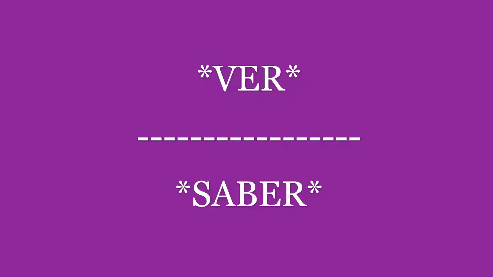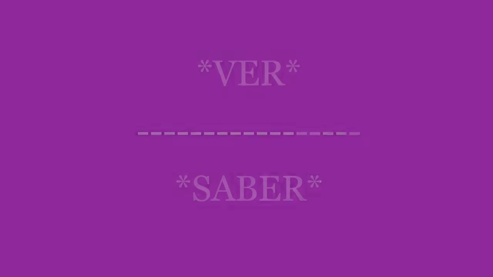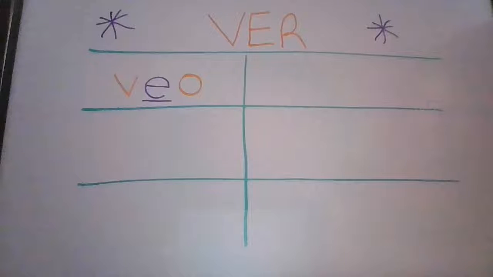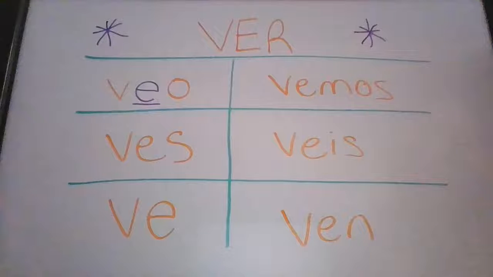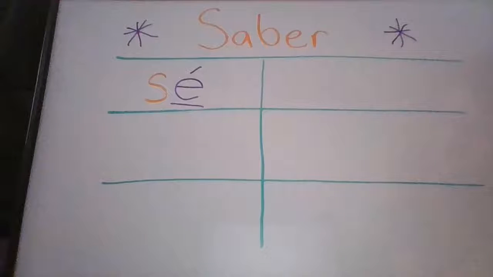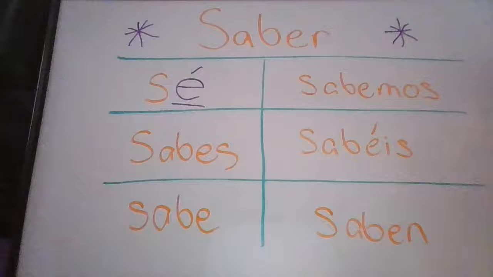Ver and saber are 2 irregular yo verbs that don't follow any of these rules. To conjugate ver in its yo form, you must add an e in front of the normally conjugated o, then conjugate all other forms normally. Saber in its yo form is different from all the rest. It's sé. And just like the majority of the other irregular yo verbs, the rest of the verb chart can be filled out normally.